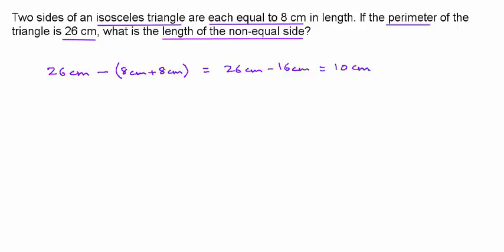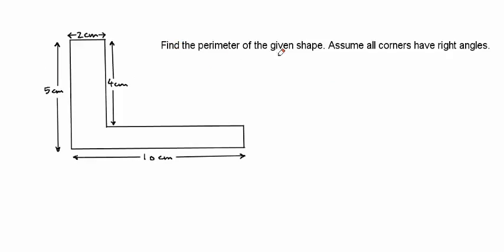Let's try and find the perimeter of an irregular shape. Find the perimeter of the given shape. Assume all corners have right angles. So each one of these is a right angle. To find the perimeter, we need to know the lengths of each one of the sides and then add them up to get the perimeter.